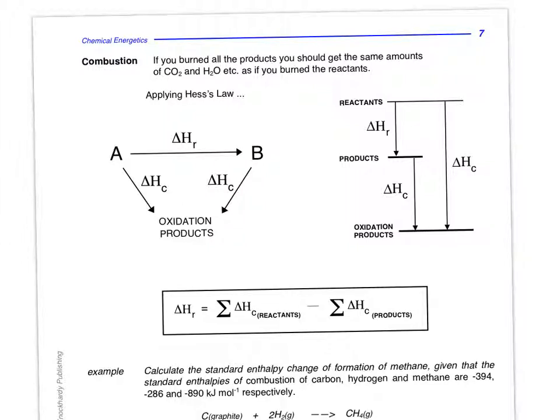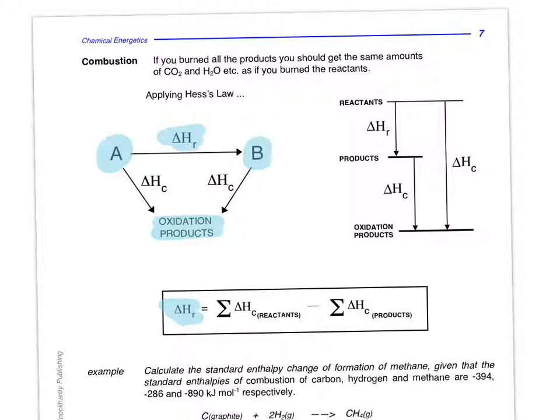Again, a similar principle applies if we're talking about using enthalpy changes of combustion. If you burn all of the products, you should get the same amount of CO2 and H2O, the oxidation products, as if you burn all of the reactants. So the enthalpy change of combustion of the reactants and the enthalpy change of combustion of the products can be used to work out the enthalpy change of reaction overall. So here, if we're using combustion, it's the opposite to your enthalpy change of formation being used to work out the enthalpy change of reaction.